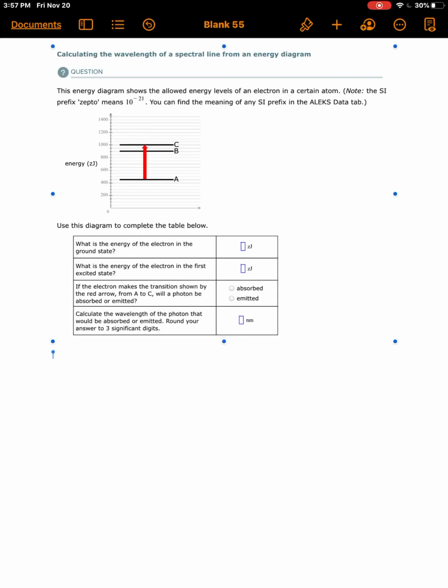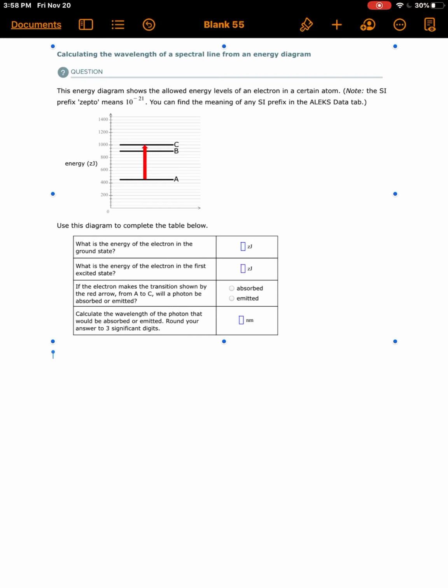Okay, let's take a look at this ALEKS problem, which is called calculating the wavelength of a spectral line from an energy diagram. This energy diagram shows the allowed energy levels of an electron in a certain atom. Note that the SI unit prefix zepto means 10 to the minus 21, and you can find the meaning of any SI prefix in the ALEKS data tab.